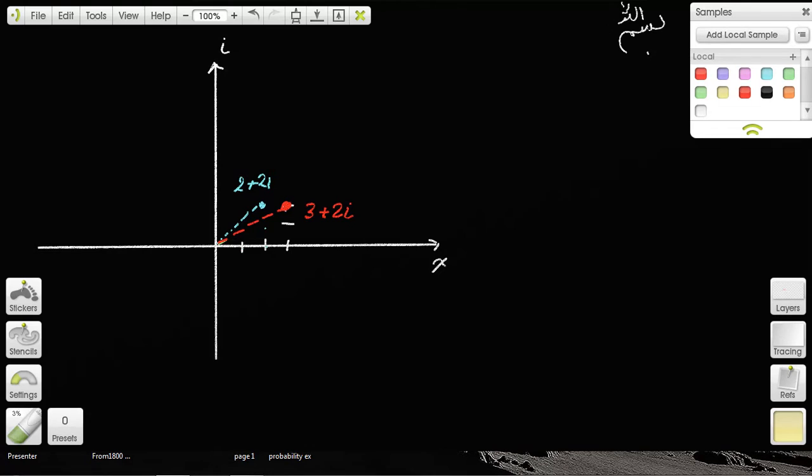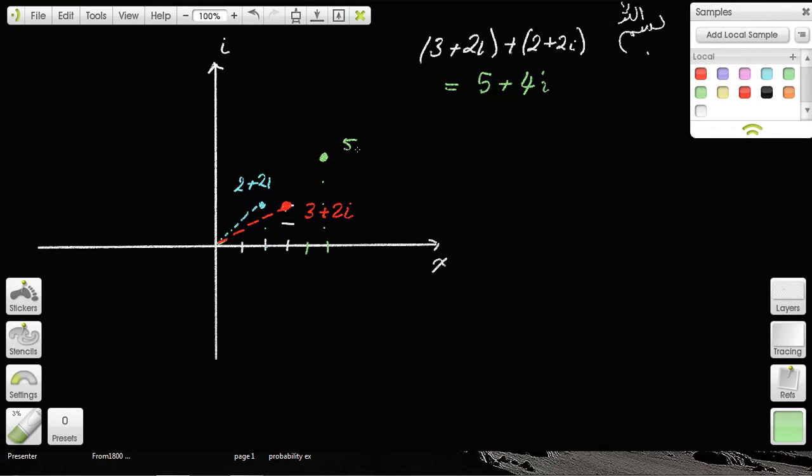Vectors, if you recall, are segments in a particular direction. And if you were to add these two complex numbers, that is 3 plus 2i plus 2 plus 2i, you would add the real components and the imaginary components, giving 5 plus 4i, correct? That would be over here, okay?